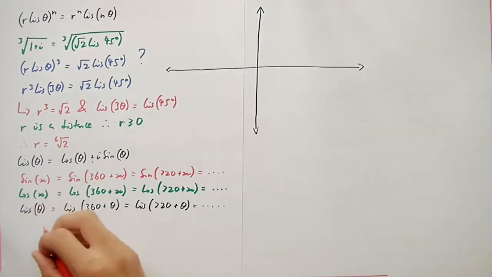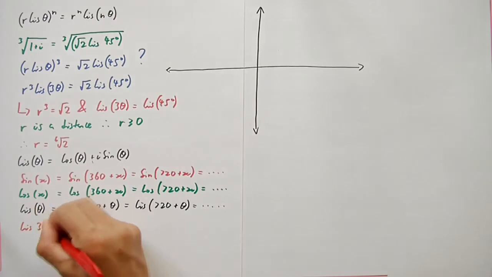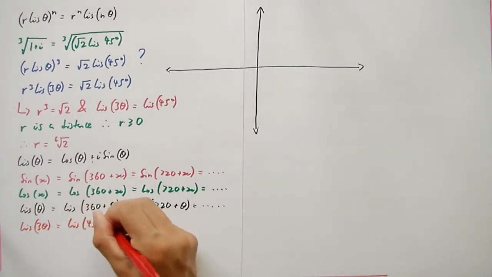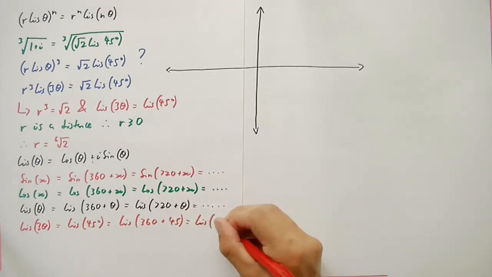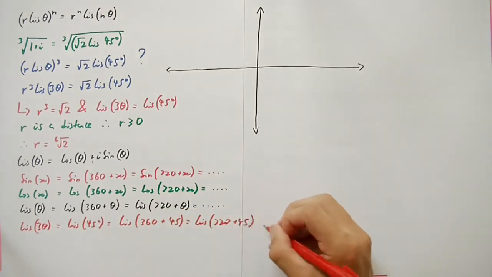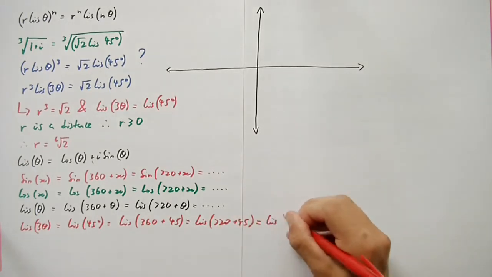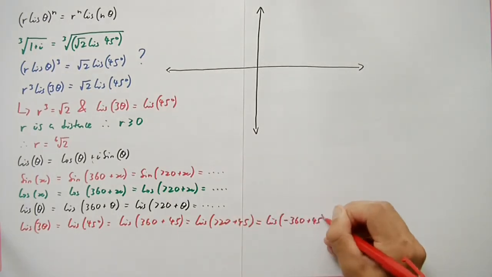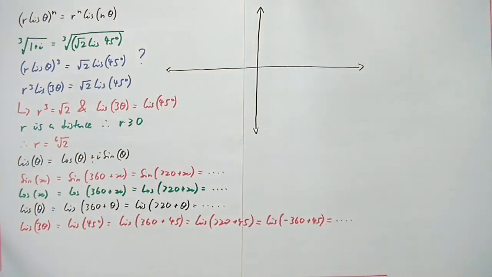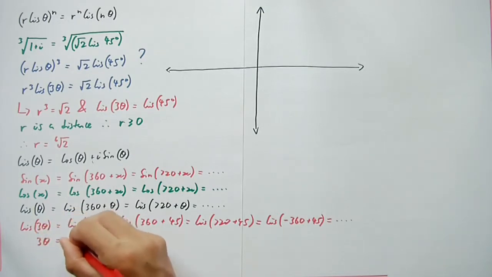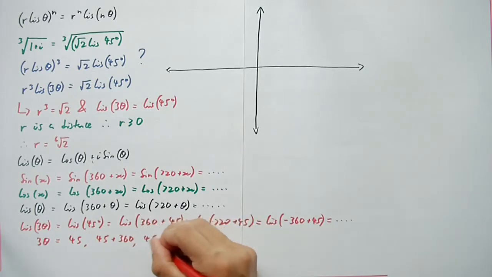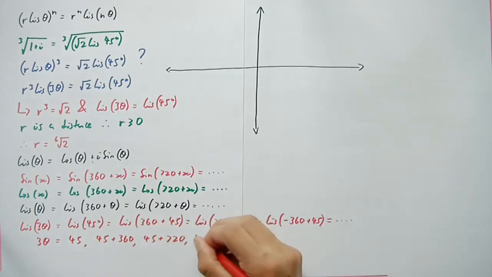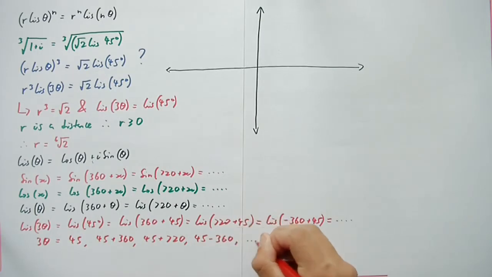Anyway, back to our case of cis of 3 theta is equal to cis of 45 degrees. Cis of 45 degrees can also be written as cis of 360 plus 45, or cis of 720 plus 45, or we can even go the other way around and go cis of negative 360 plus 45, and so on. Okay, so now we can get rid of the cis, and we'll get 3 theta is equal to 45, or 45 plus 360, or 45 plus 720, or 45 minus 360, and so on.